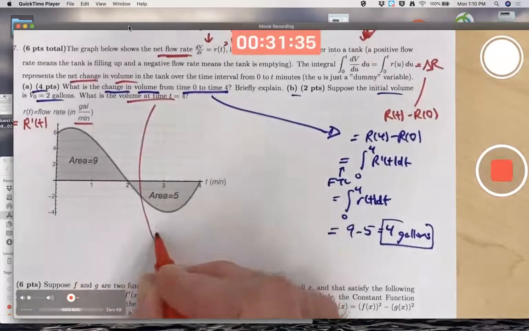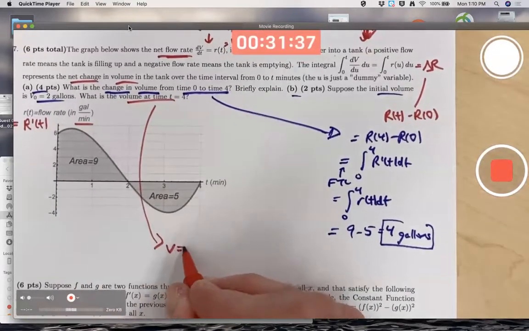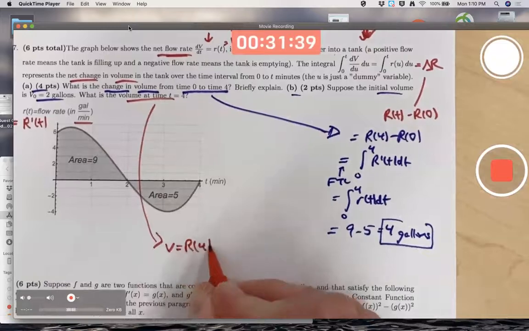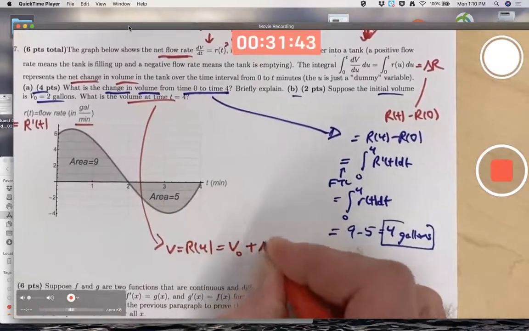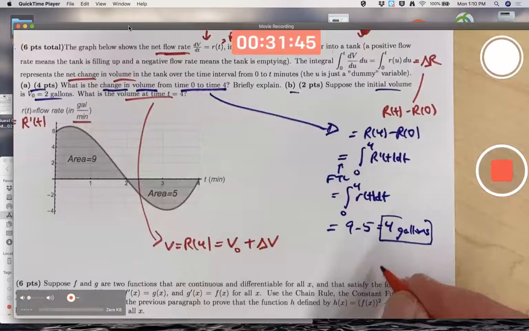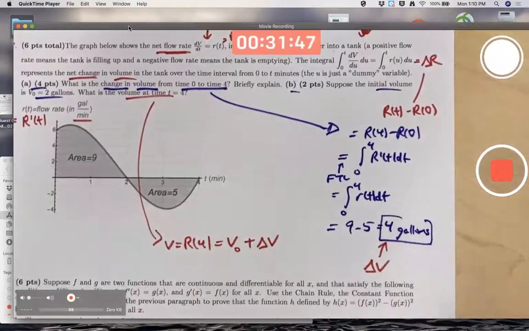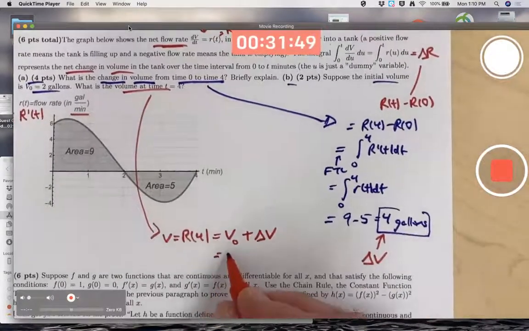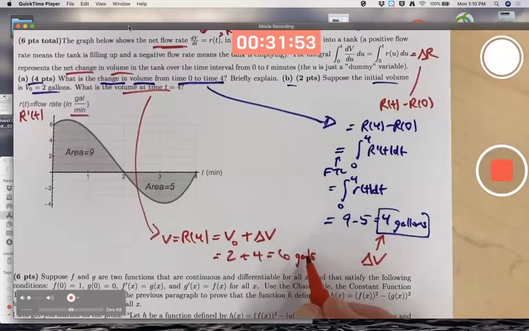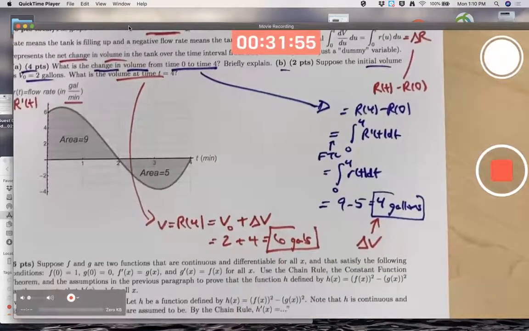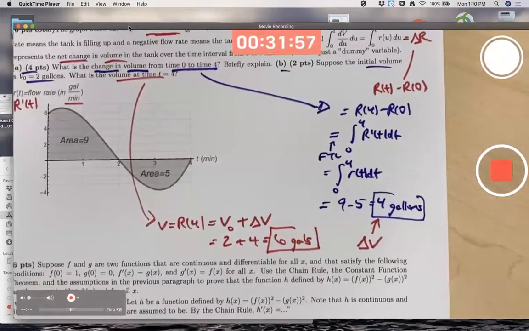Volume at time 4, V equals capital R of 4, I could think of as being the initial volume, V0, plus the change in volume. That thing right there is the change in volume. This would be 2 plus 4 is 6 gallons. This is a really easy problem, actually, if you know the concepts. Can I clarify anything here?